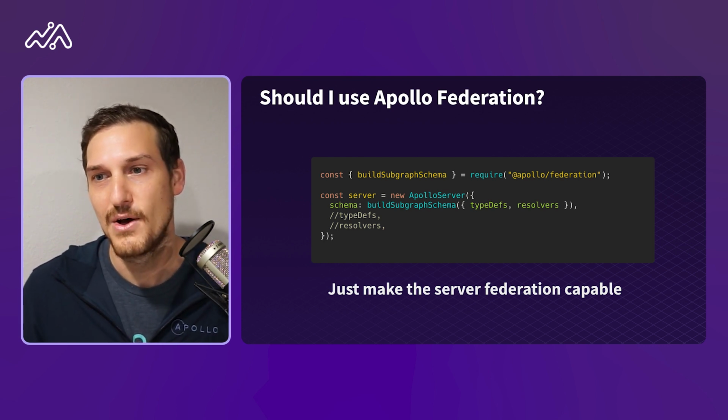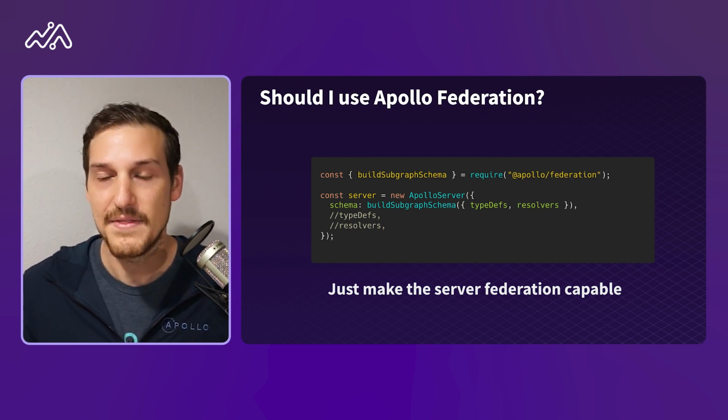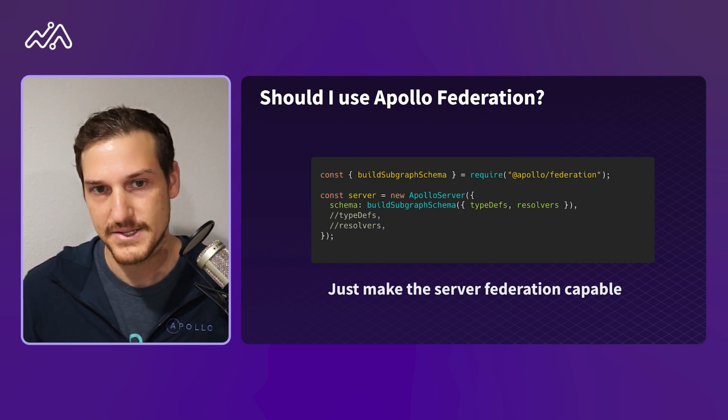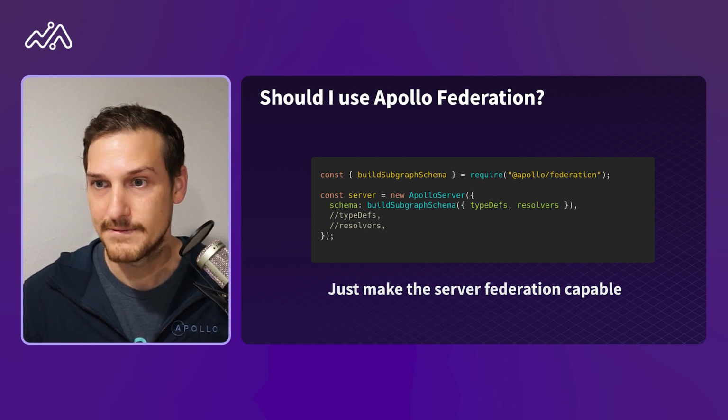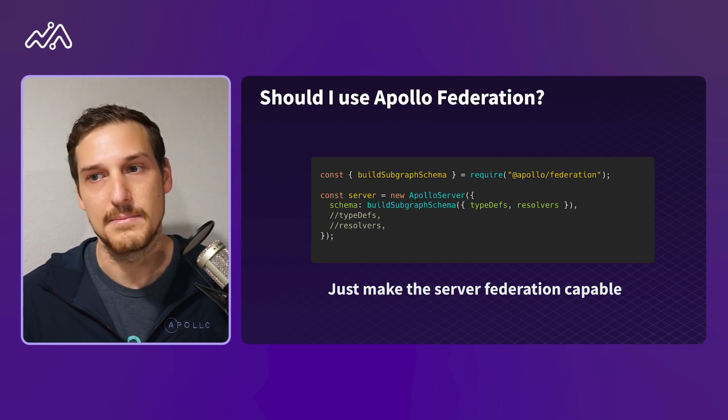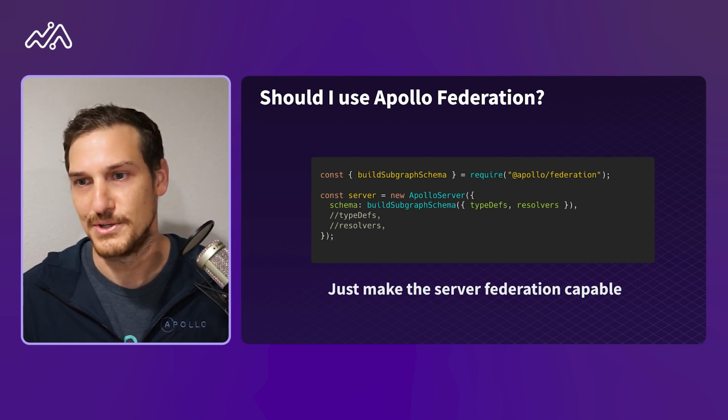You might end up wanting to be able to break these things apart, and that's part of what Apollo Federation provides. So it's very easy to just have a federated subgraph from the start and not think about it too much of, hey, should we do Federation right now?